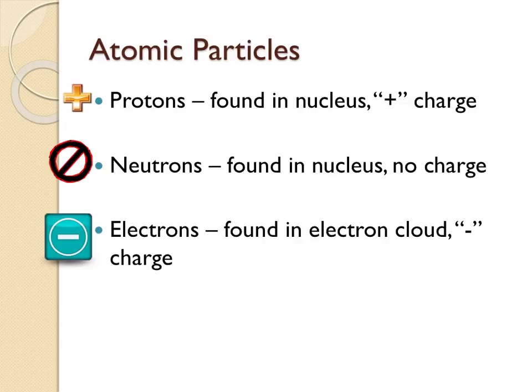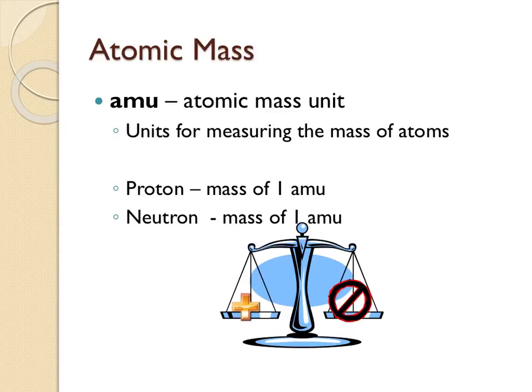You may be familiar with this from your previous science classes. Atomic particles are really subatomic particles, which means they're smaller than an atom. You have protons, neutrons, and electrons. Protons are positive, neutrons have no charge, and electrons are negatively charged. Protons and neutrons are in the nucleus, and electrons, of course, you find in the electron cloud.